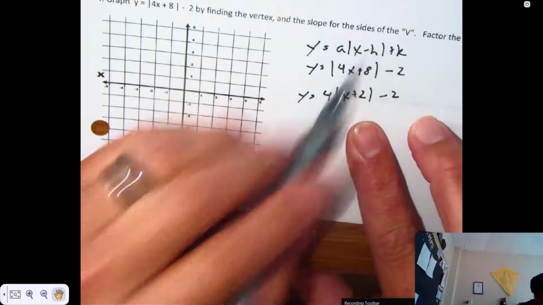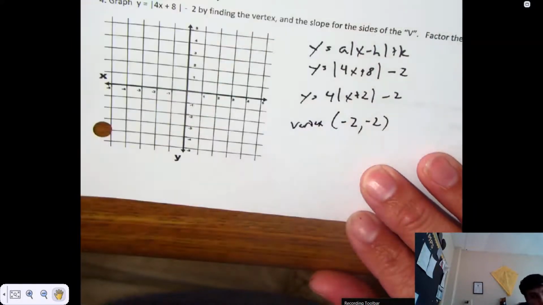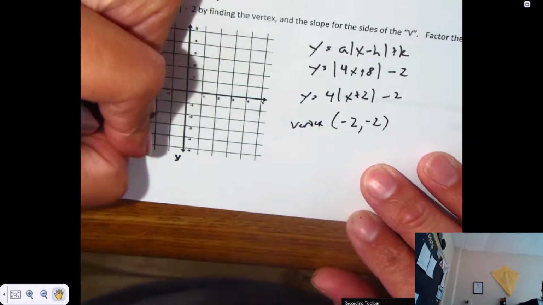Now, line up with your form and things we've talked about. This says minus h, but this is plus 2. The only way that works is if you take away a negative 2. K lines up perfectly, minus 2. There's your vertex. Okay, back 2, down 2.